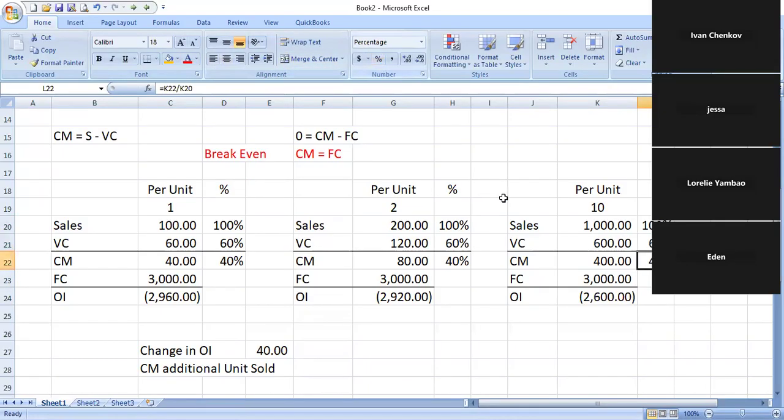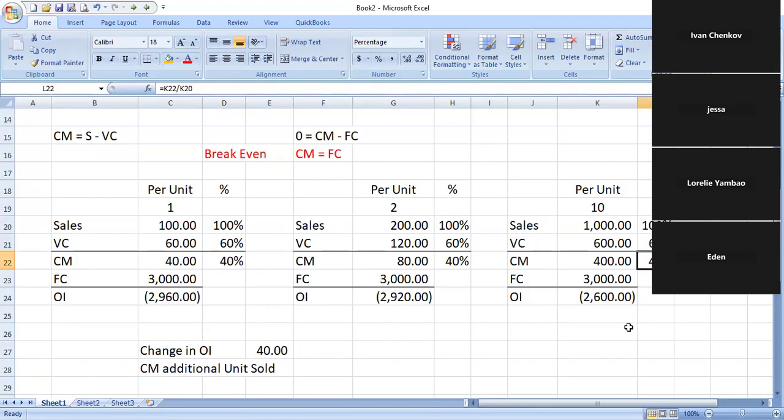So, what does that mean? Can you see something? When I'm selling 1 unit, my contribution margin is 40%. When I'm selling 2 units, my contribution margin is 40%. When I'm selling 10 units, my contribution margin is 40%. So now the question is, what will be my contribution margin if I'm selling 2,343 units as a percentage? Still 40%. So regardless of how many units I'm selling, the percentage is not going to change.